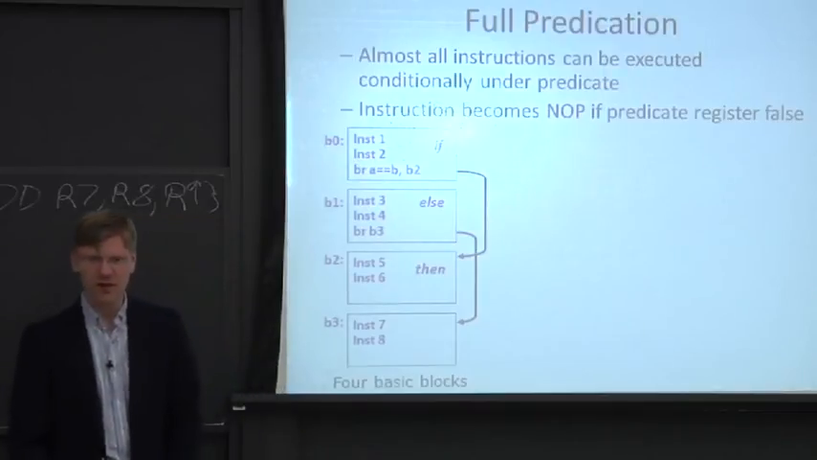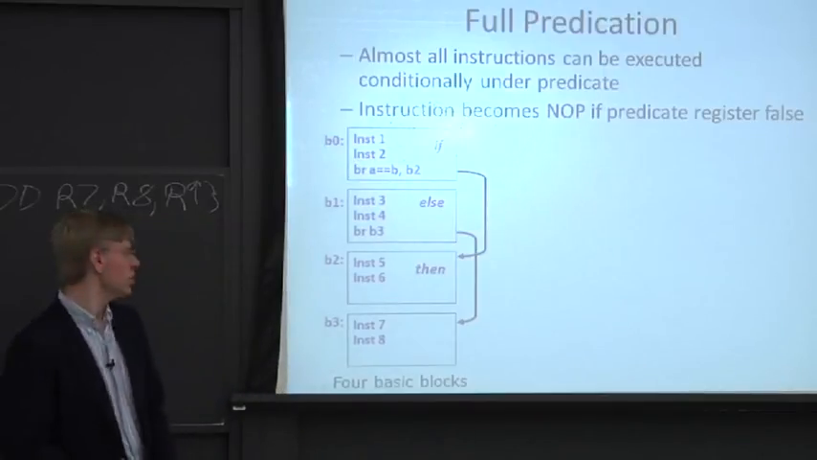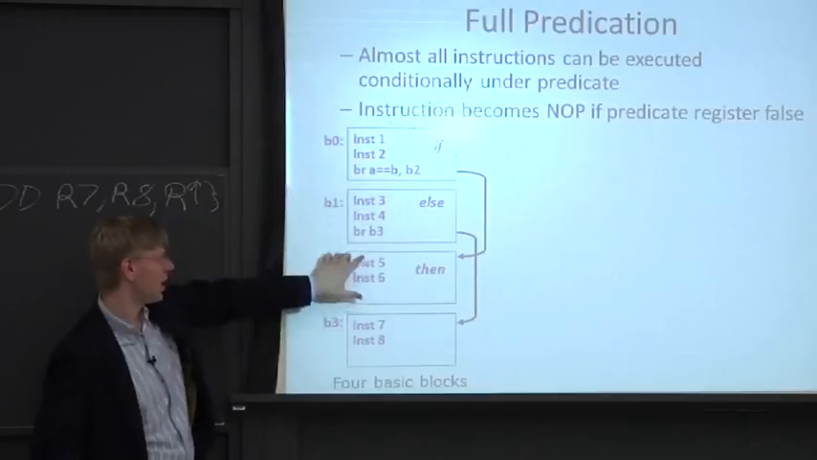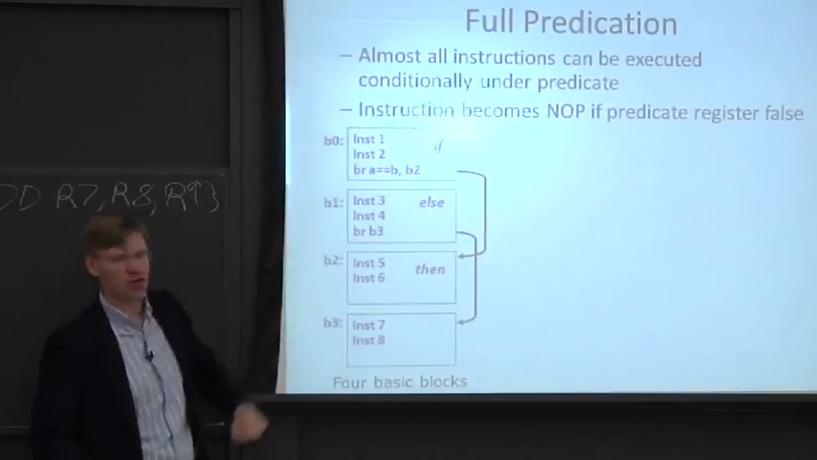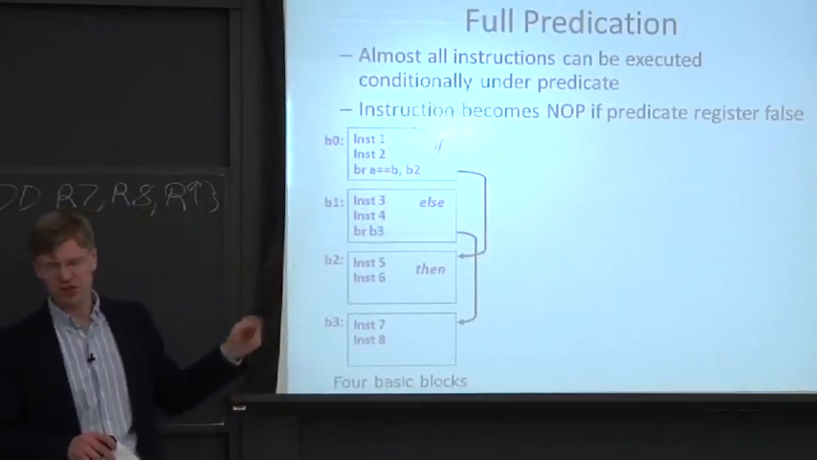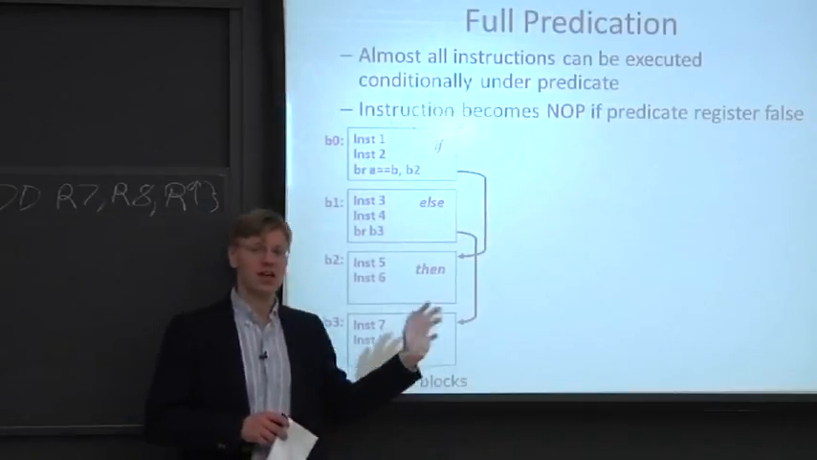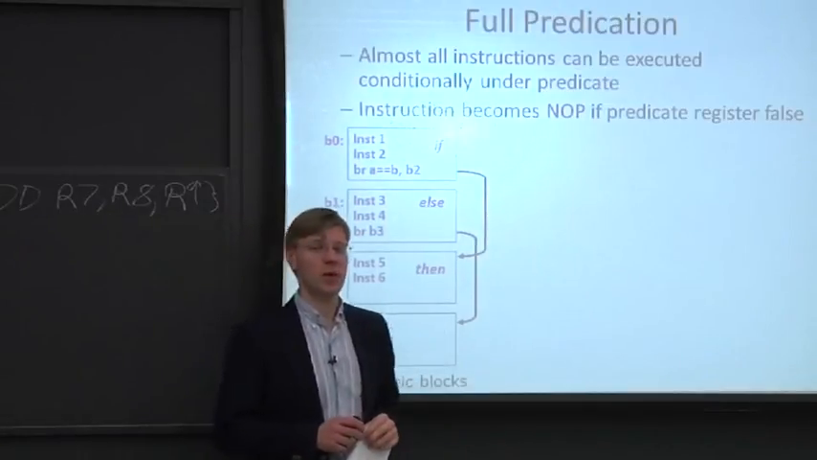OK, so let's apply full predication here. These are relatively short code hammocks: 2 instructions here, 2 instructions there, and 2 instructions in the else, 2 instructions in the then clause. This looks like a really great place to think about predicating.